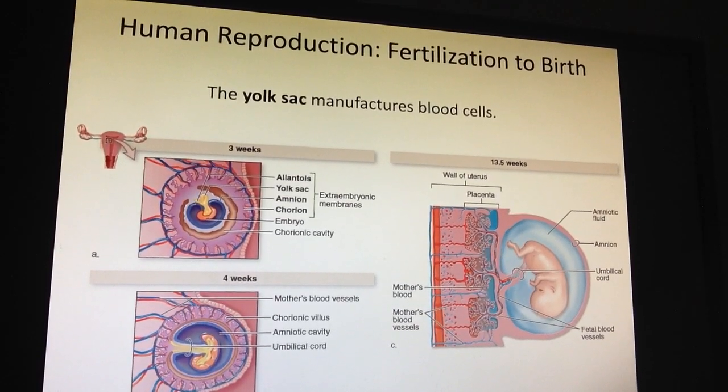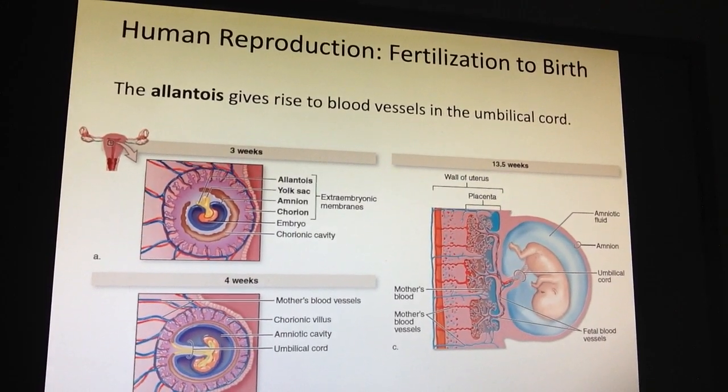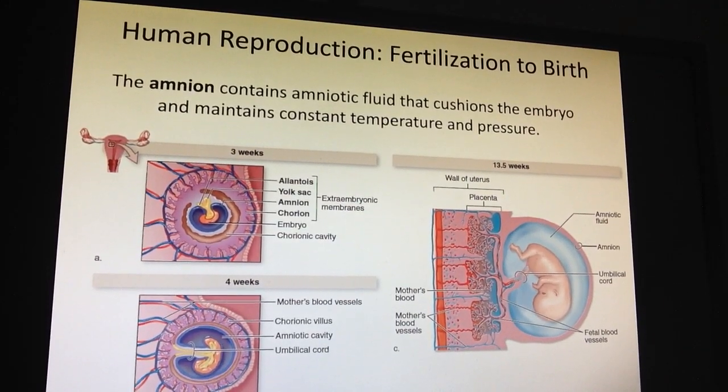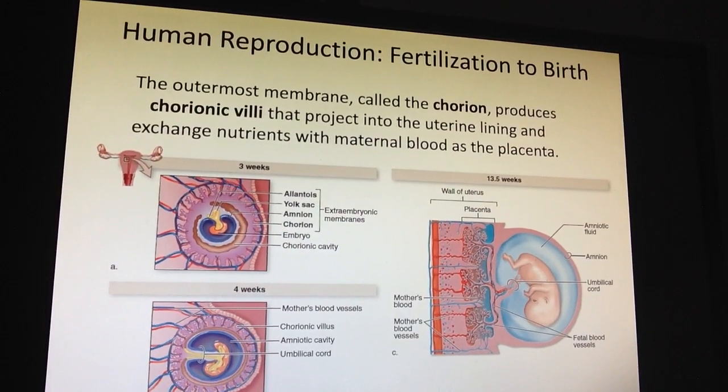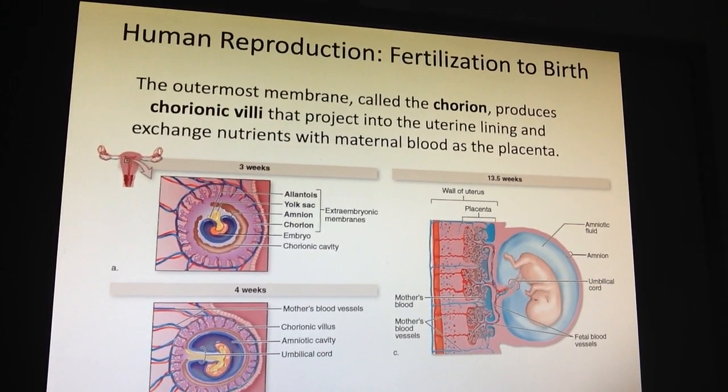The yolk sac, we need to know what they do. It produces blood cells. Allantois gives rise to the umbilical blood vessels. Amnion becomes the amniotic sac and fluid, and the chorion becomes the placenta. The villi are just part of the chorion.